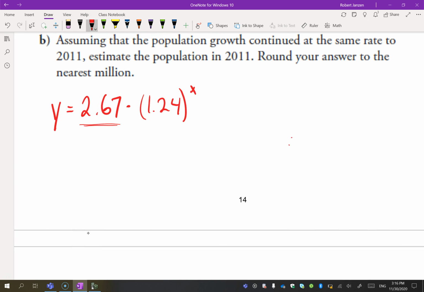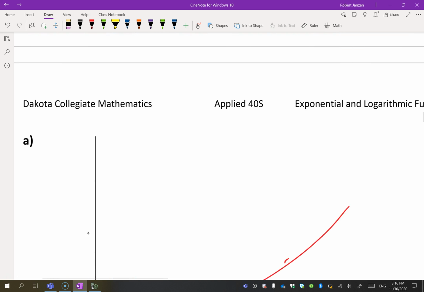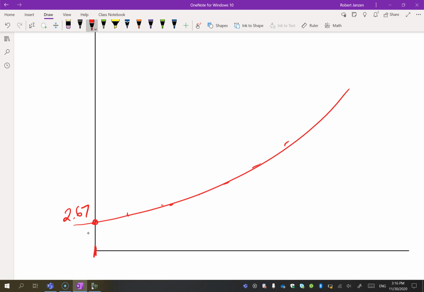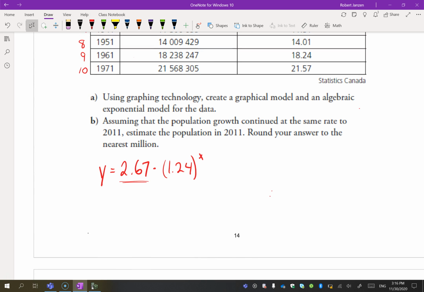Just a quick comment on that though. When x is 0, our initial point is actually 2.44, not 2.67. Why are those different? Don't forget that when we're making our equation and putting that line on, we're doing the best representation. It's not going to fit every point exactly. So this is not a concern. It's close enough for us to say, yeah, we'll take that. That's where we're going to start with our equation. So there's our graphical model.